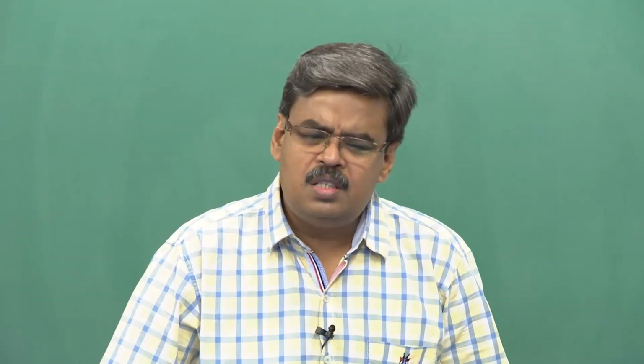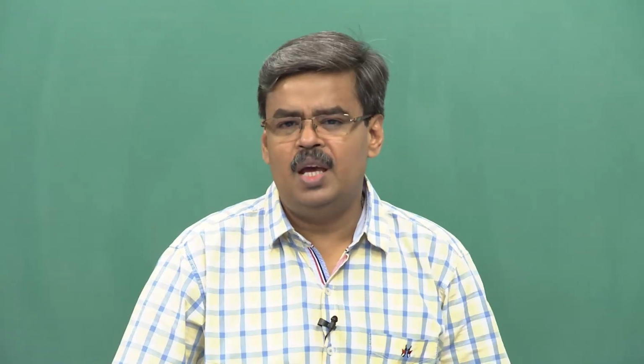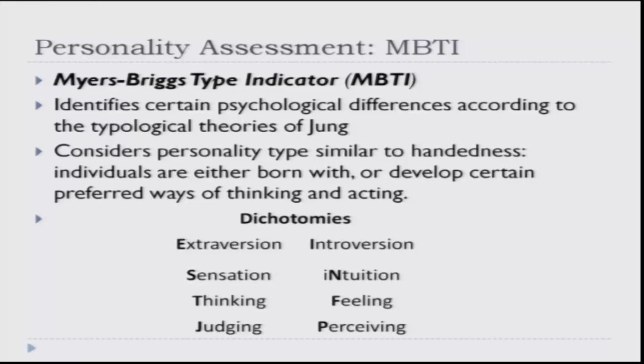The third and extensively used personality assessment tool is MBTI. Now, Myers-Briggs Type Indicator, you can even take this test online. It identifies certain psychological differences according to the typological theory of Jung. Right now, when we were talking about the word association test in the projective domain, there also we referred to Jung, and this is a psychometric tool which is again based on the typological theory given by Carl Gustav Jung. Now, this considers personality type similar to handedness.